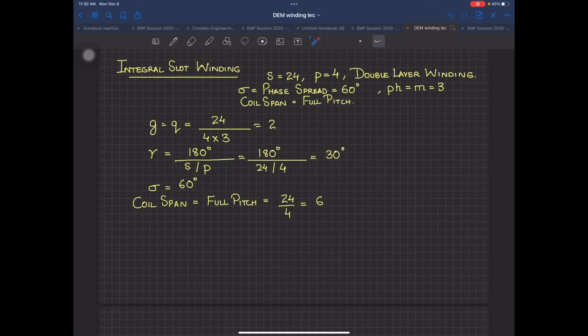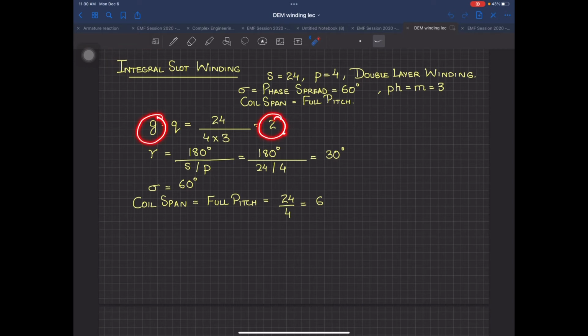If you see over here, I am talking about integral slot. Integral slot here means that the integer value is used for your number of slots or the value of G over here. This is very important. G value is going to be an integer.